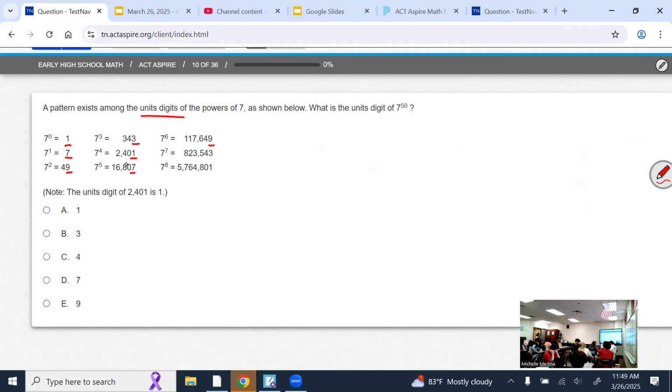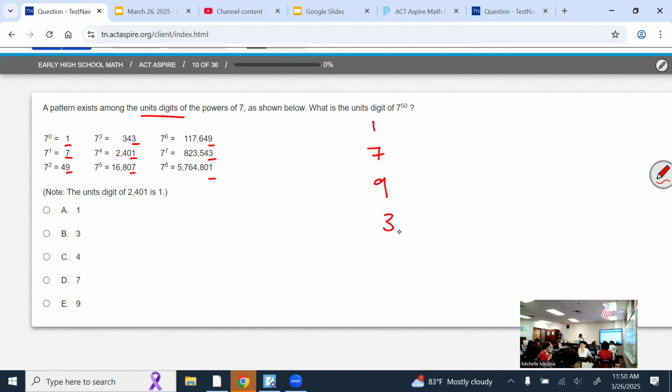The pattern that we are noticing is that it's always 1, 7, 9, 3, and then it starts back again. 1, 7, 9, 3, 1, and then the next one would be 7, 9. Do we see the pattern? Yeah. Okay. So then when it says, what's the units digit of 7 to the 50th power?